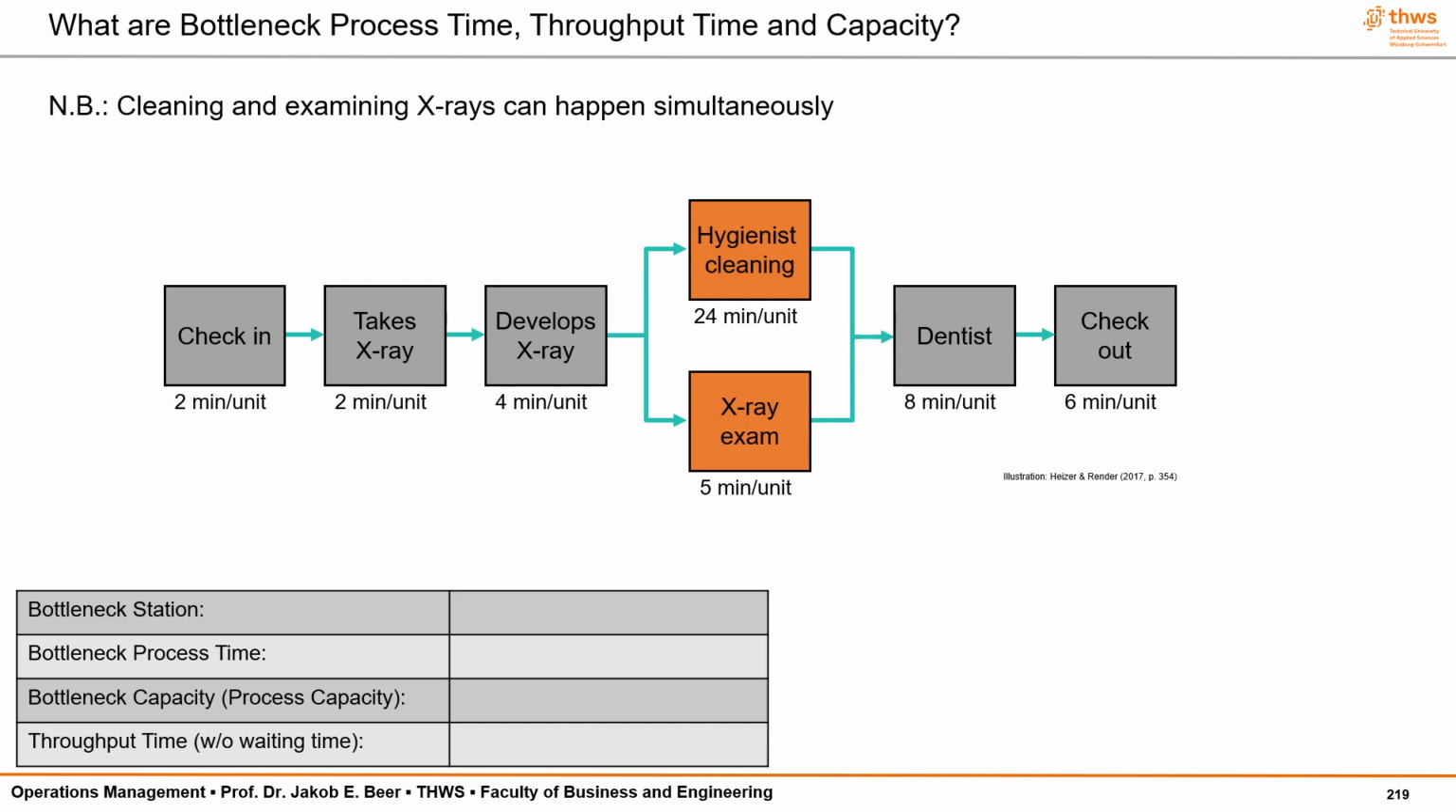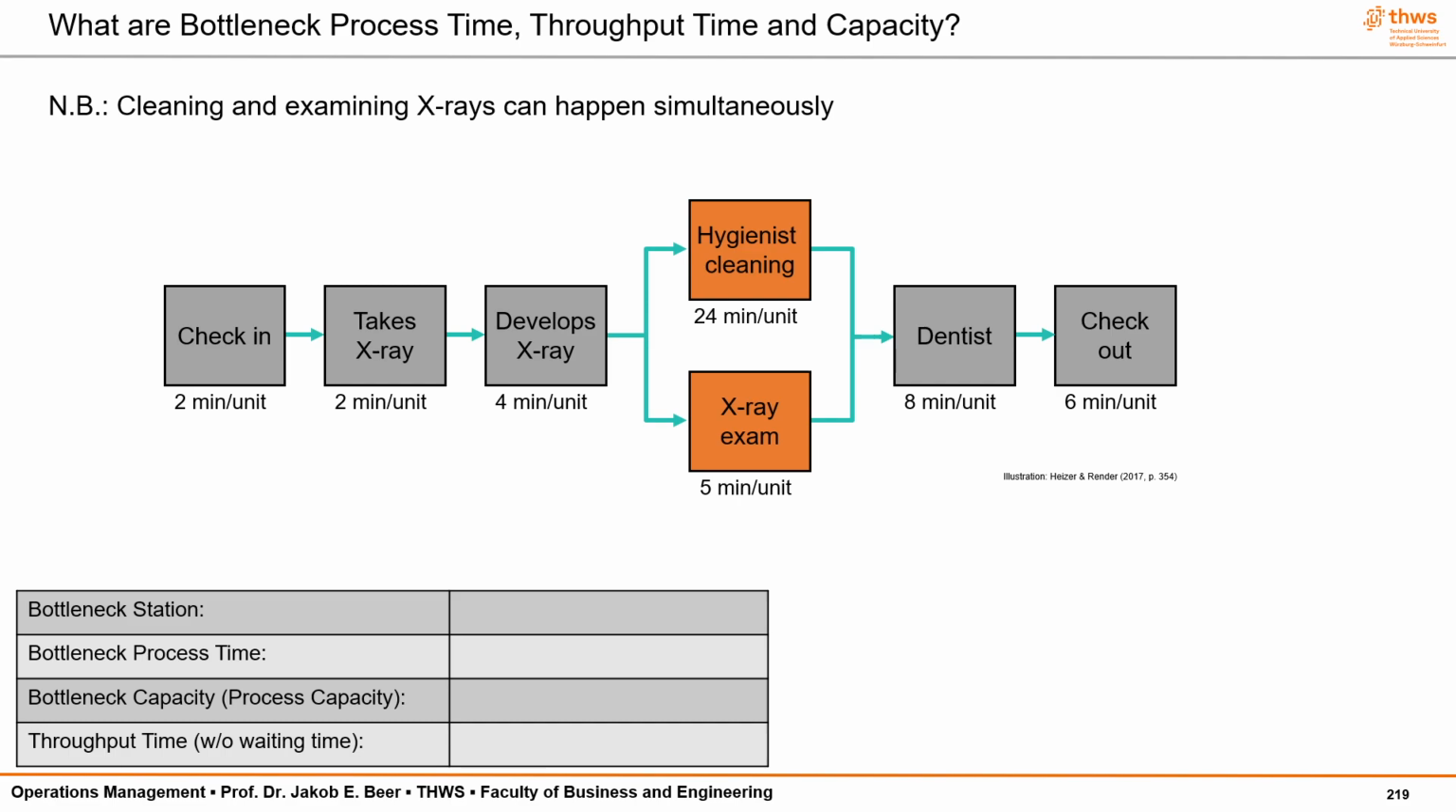But now we have to think about the throughput time. How long does it take to go through the entire process? And this is where there is a difference to the previous example where the two assembly lines were identical. So here we have 2 minutes for the check-in. We have 2 minutes for taking the X-rays. We've got 4 minutes for developing the X-rays. And then the process splits up, and we have two things happening in parallel. On the one hand, we've got the X-ray examination. And on the other hand, we've got the hygienist cleaning your teeth. And then these two processes merge again, and then we've got the dentist, and we've got the checkout.